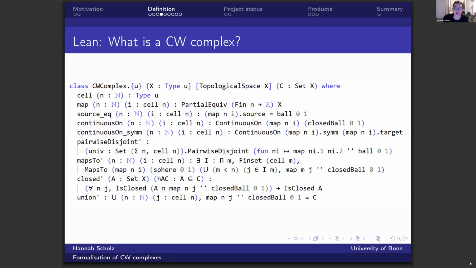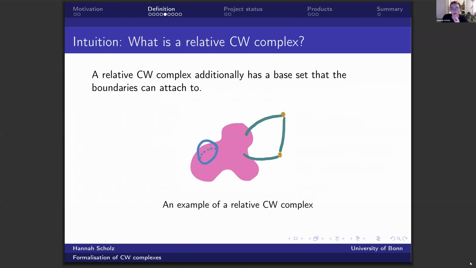Now I want to show you a little bit of a generalization. So you can also add a base set to this, basically saying that you can also attach your cells to like a base set that is there. I've drawn a little picture. The pink is the base set, and then you can attach your cells to it. And we call that a relative CW complex. And of course, an absolute CW complex is just a special case of this where you set the base to be the empty set.